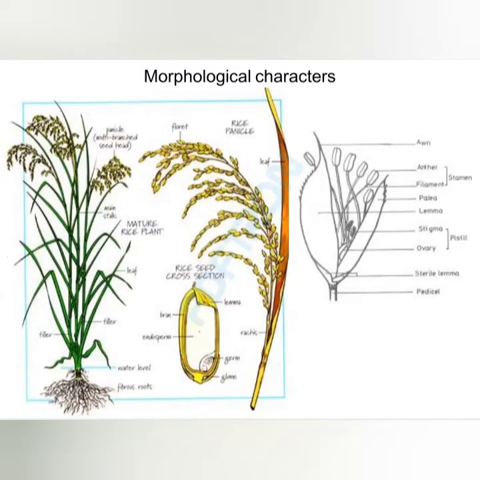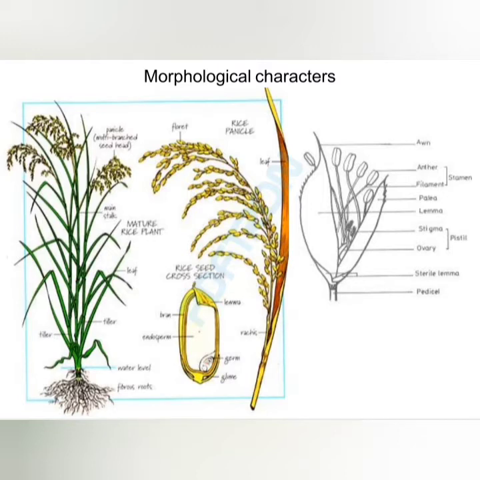The leaves are simple, flat, linear, acuminate, that is, they are tapering towards the end. They are ligulate and have sheathing leaf bases. Sheathing is like covering, the leaf bases which cover the stem.